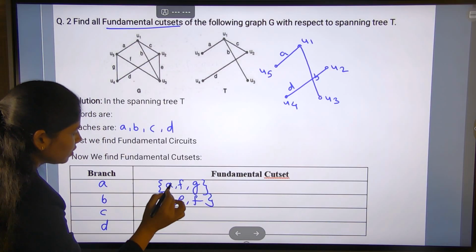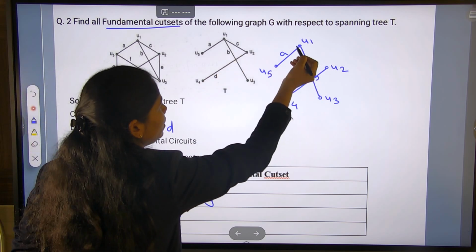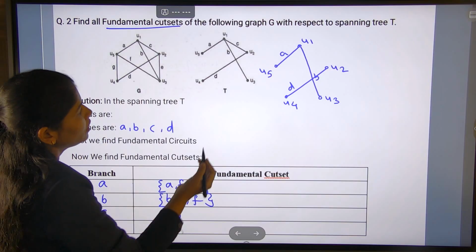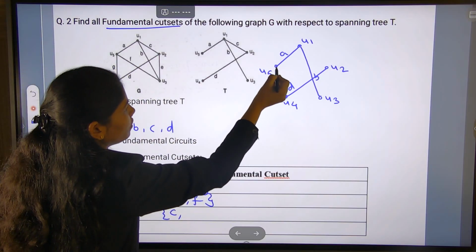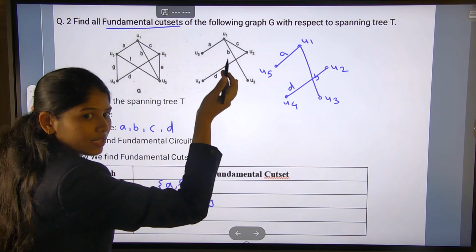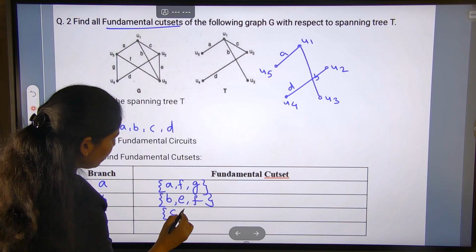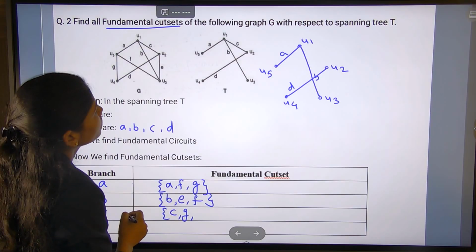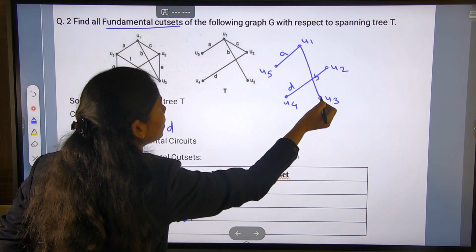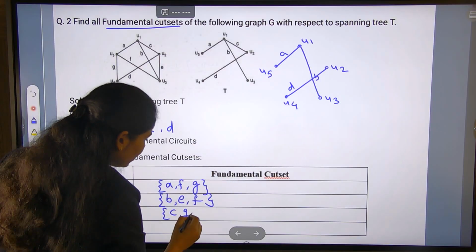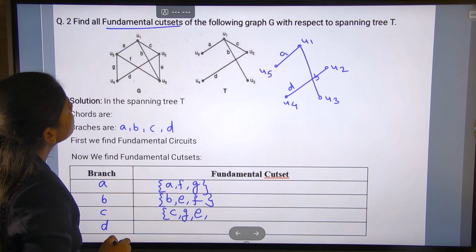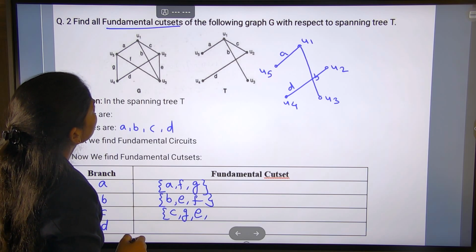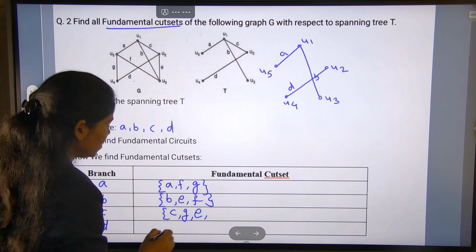C itself: if we join C, we get the connected graph. Therefore write down C in the fundamental cut set. Then if we join G, again we get the connected one. Therefore write down G. Then if we draw E, again we get the connected graph, therefore write down E. That's it.